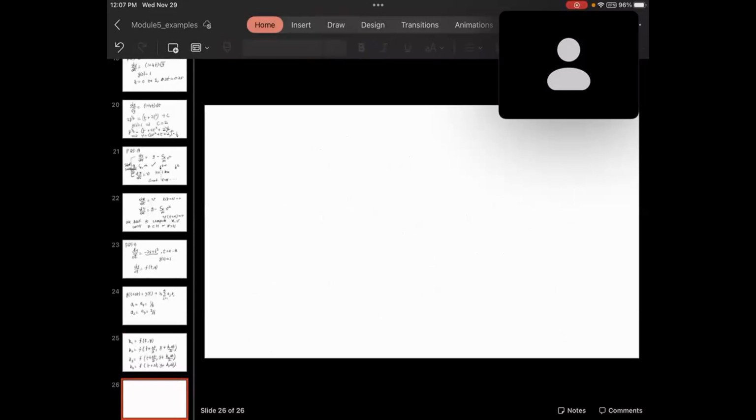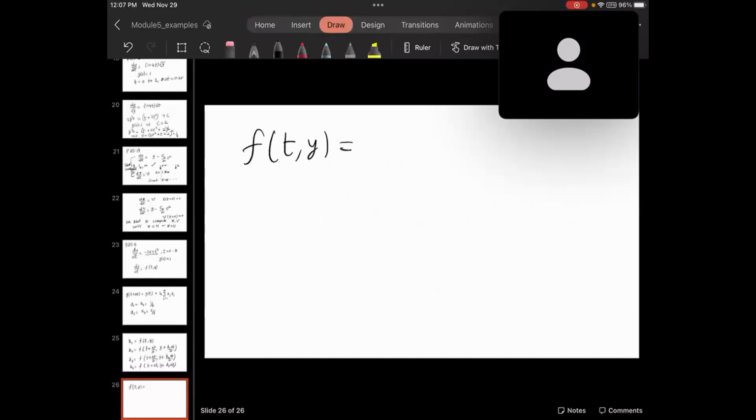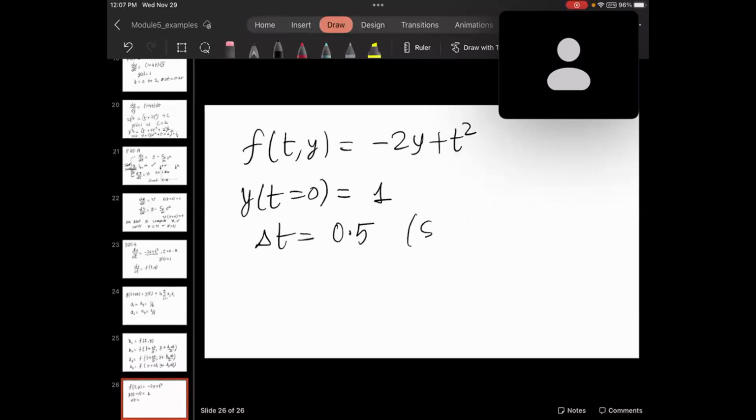All right, so my function, just to recall, f of t comma y is minus 2y plus t squared. Okay, so we are told that y at time 0 equal to 1, and a delta t we are going to use, as suggested in the problem, is 0.5. For hand calculations, we'll just use such a very coarse time step. We can of course use a very fine time step for implementing it on Excel or MATLAB or whatever.